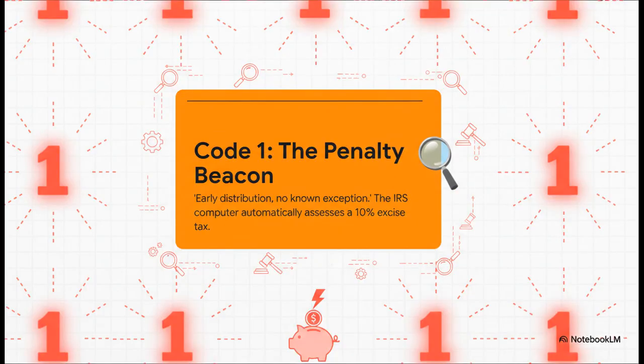Now here's the one you really have to watch out for. Code 1. This thing is a penalty beacon. It screams early distribution, no known exception. If the IRS computer sees a 1 and you're under 59.5, bam, it automatically slaps on that 10% excise tax. So if you took out $50,000, that's $5,000 just gone. This code is the enemy in our audit today.